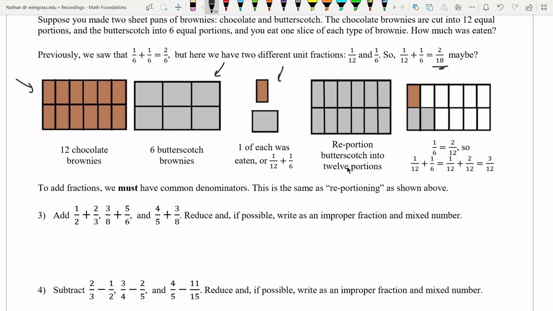And that's what happens when we reportion the butterscotch brownies. If we cut each one of these into half, right, I'm just going to cut them all into half here. And I'm reportioning this whole thing into having 12 slices, just like the chocolate has 12 slices. Then I can cut this in half, right? I actually have 1 slice here and then 2 equal portioned slices. So in total we have 1, 2, 3, 3 out of the 12 slices.